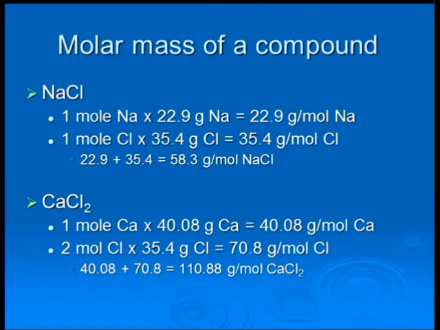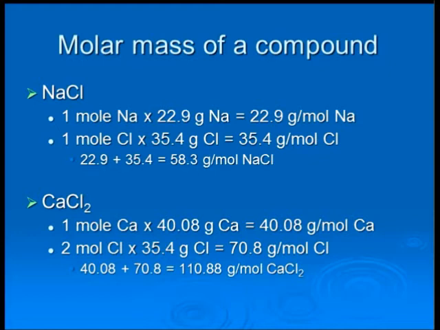Alright, if it's calcium chloride, there's only 1 calcium in the formula, so calcium's mass off the periodic table is 40.08 grams, and chlorine's is 35.4. But there are 2 chlorines in calcium chloride, so I have to multiply it times 2, which gives me a total of 70.8.